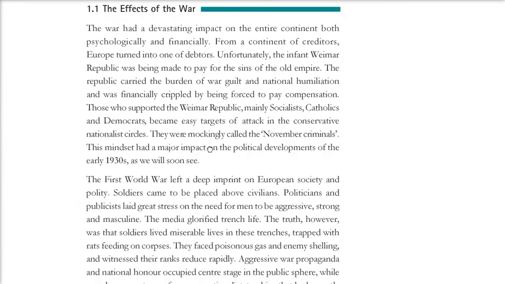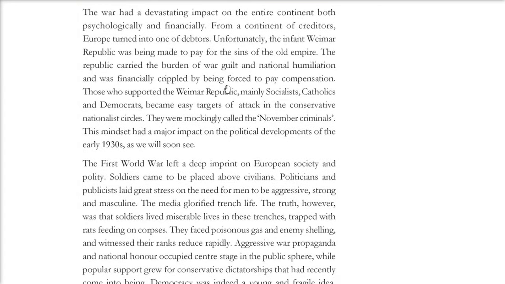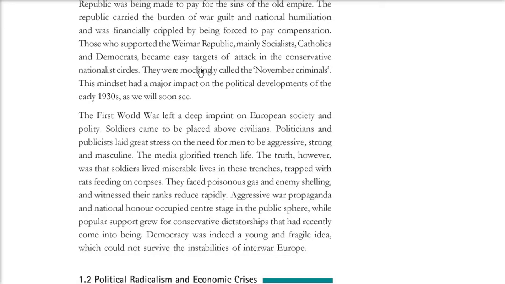So what were the effects of the war? Because Germany lost the war, the effects were financial and psychological also. Germany went to war by taking money on debt. So there was war guilt and national humiliation, and the Germans also had to pay the compensation. Everyone was mocking the Germans as criminals.